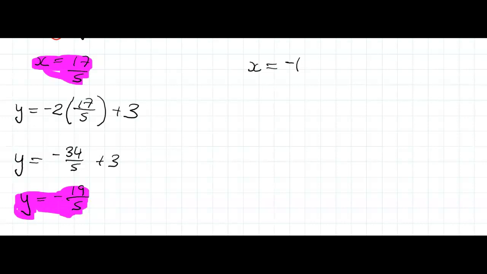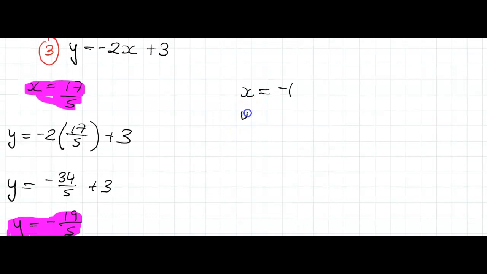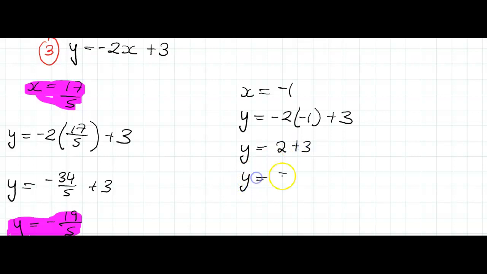And if we let x equal minus 1, y is equal to minus 2 by minus 1 plus 3. Y is equal to, minus by minus is a plus, 2 ones is 2, plus 3. Y is equal to 5. So when x is equal to minus 1, y is equal to 5.